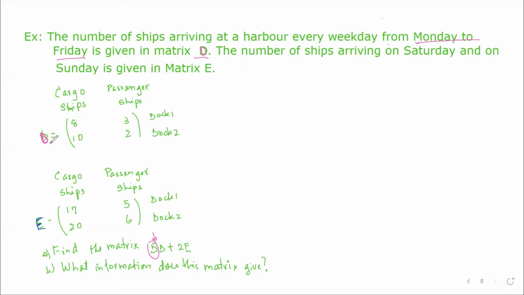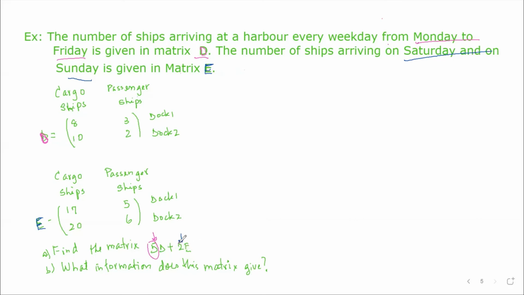This represents matrix D. And then matrix E represents what? Matrix E, the blue color here, represents the number of ships arriving on Saturday and on Sunday. So how many days? 2 days, right? That's why they write number 2 in front here. Every Saturday and Sunday, they're going to have the cargo ships and the passenger ships, the 2 items.